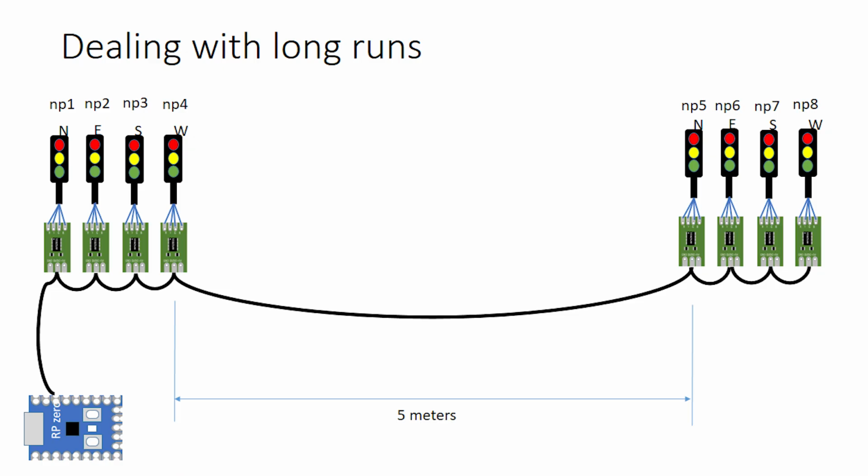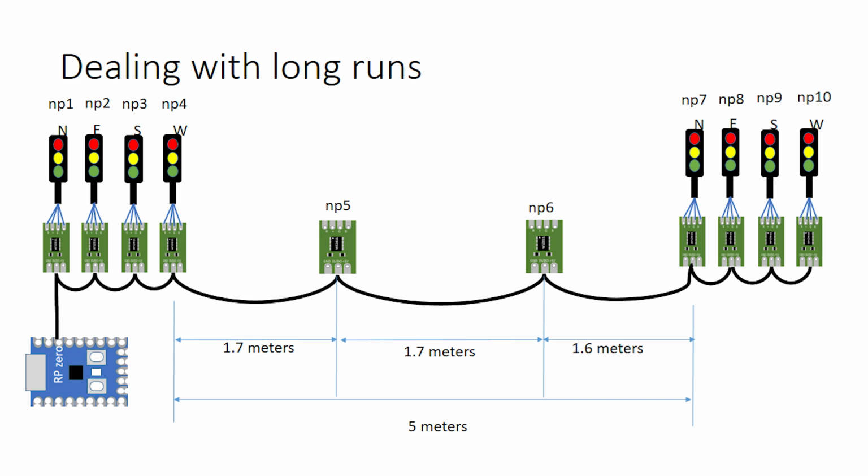If you have got a long run like that at 5 meters, then what you can do is simply put a couple of NeoPixels in that don't do anything. Remember that output circuit I said? It cleans the pulse up, reshapes it, revolts it, makes it clean again. So it goes 1.7 meters, then it gets cleaned up by NP5, and then it goes again, and then it gets cleaned up again by NP6, and then it goes again. And so the pulse that NP7 sees is a clean version of what came out of NP4.